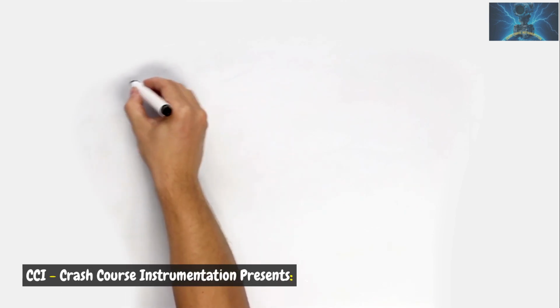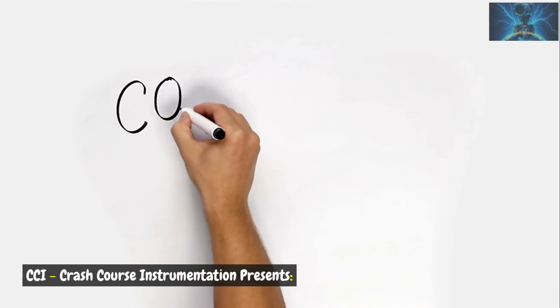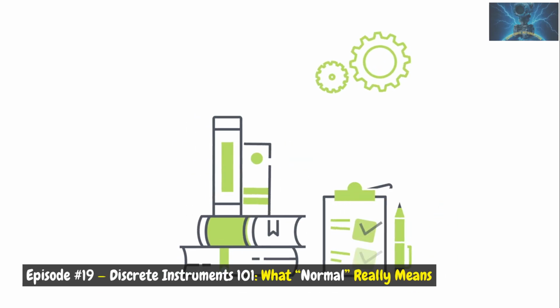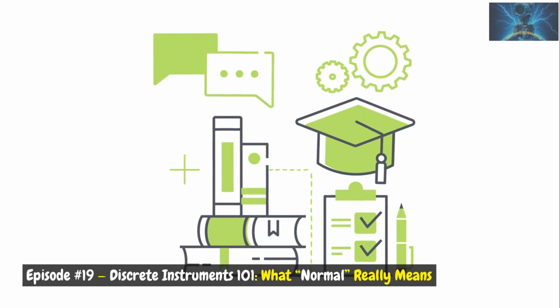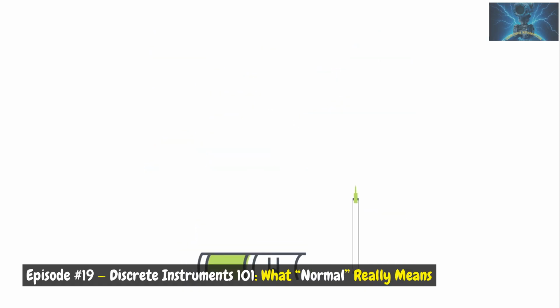CCI, Crash Course, Instrumentation, presents Episode 19, Discrete Instruments 101, What Normal Really Means.